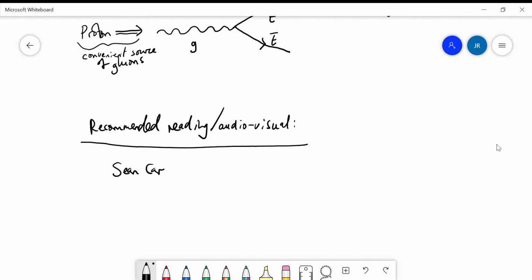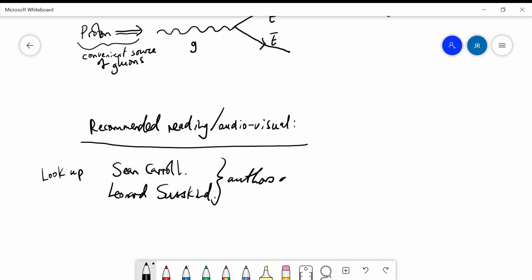Sean Carroll. No, I'm totally going to misspell his name now. I think it's double L. I can't remember. And Leonard Susskind. These are two scientists that have a lot of material online, and definitely they both have content related to this material. So that will conclude. These are, I should probably say, look up. These are the authors of material teaching this topic.